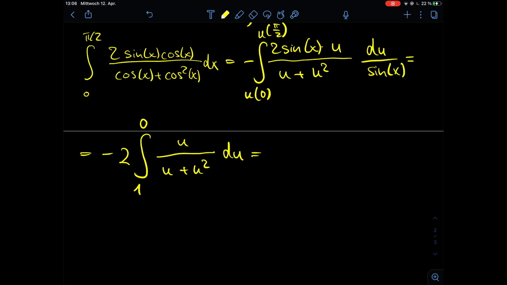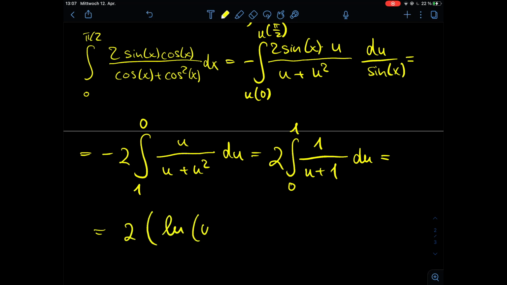So this leads us to, since we just flip the integral and get rid of the minus sign, 2 times the integral from 0 to 1, so no minus sign anymore, of 1 over u plus 1 du. So we just extracted the u in this fraction, and this is equal to 2 times the natural log of u plus 1 at the limits 1 and 0.